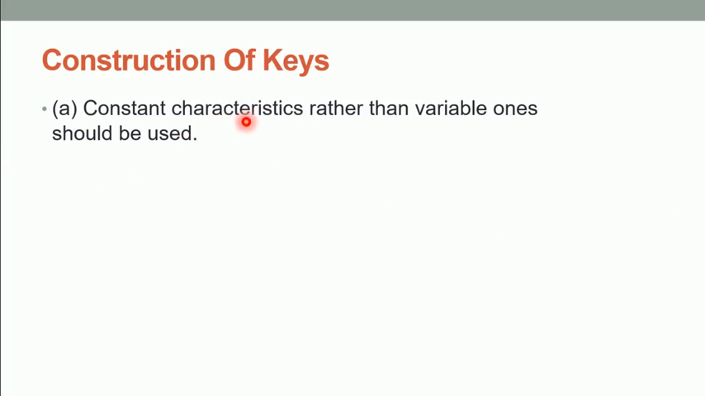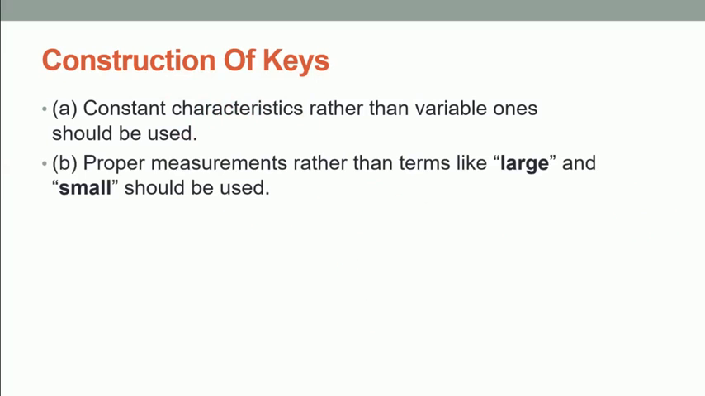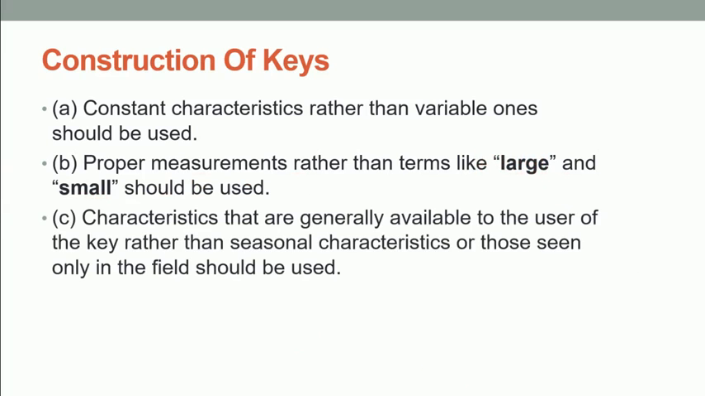Such characteristics only should be used when the key is constructed, with contradictory statements. Proper measurements rather than terms like large and small should be used. So suppose you are preparing a key, you should always give the precise measurements. Wherever measurements are required, proper measurements should be given rather than vague statements like large animal or small animal. Such statements should be avoided.